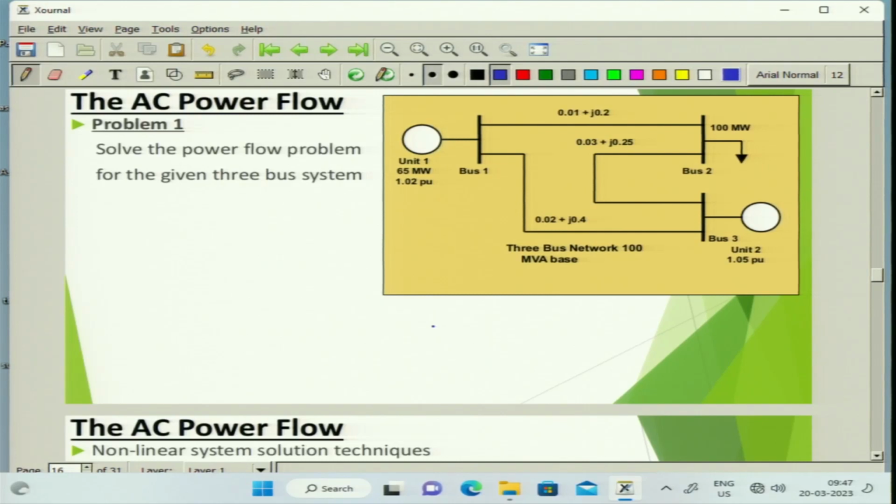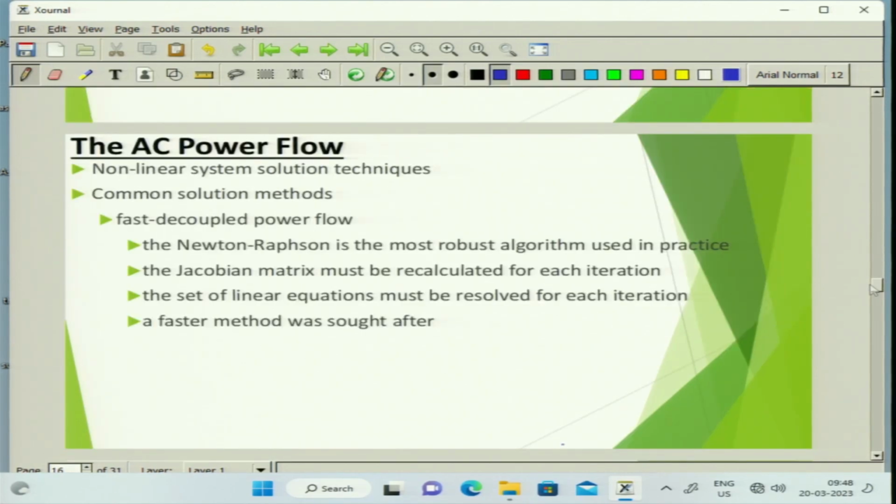So this is just a problem that one can solve. I do not have the solution here. Now there is something called fast decoupled power flow, which is an updated version. Newton-Raphson is the most robust algorithm that is well used even in present day, but if you need quick results, the convergence time of fast decoupled is even faster. You get faster results compared to Newton-Raphson.